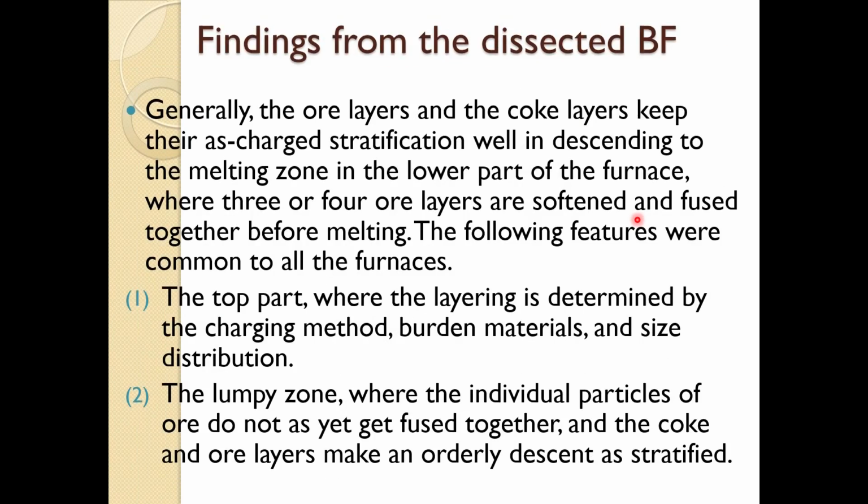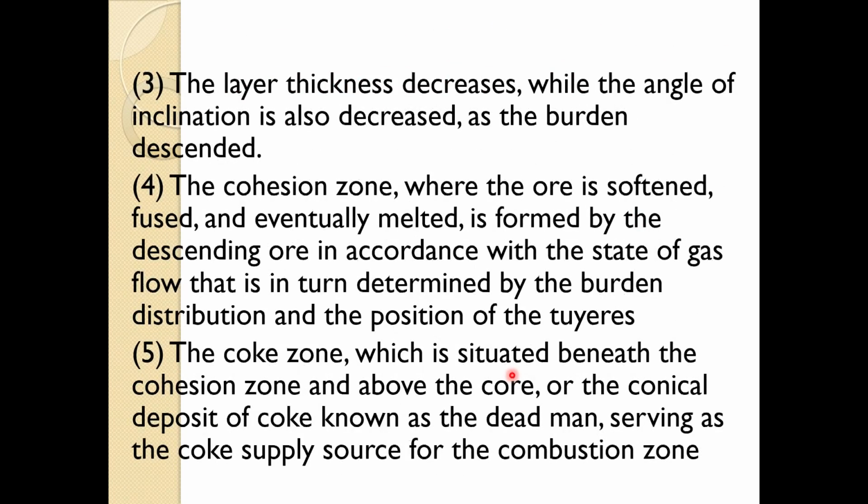So, that is about the cohesive zone, where semi-fused, molten metal is there. The material, where the ore is softened, fused and eventually melted, is formed by the descending ore in accordance with the state of the gas flow, which is in turn determined by the burden distribution and the position of the tuyere. As we saw about the position of the tuyere, the operation of the tuyere has a profound effect on this softening of the material.